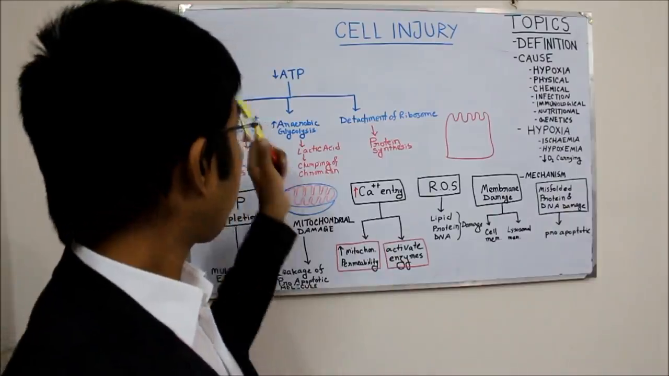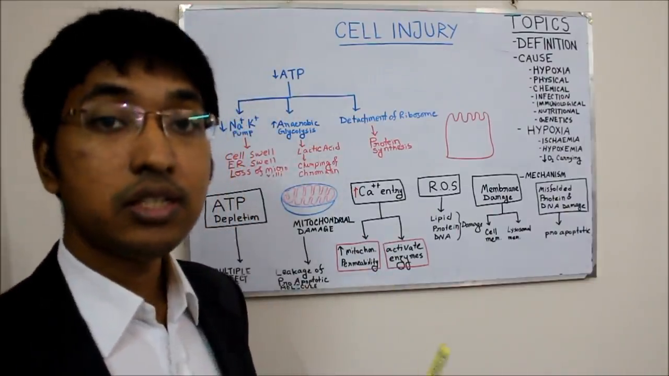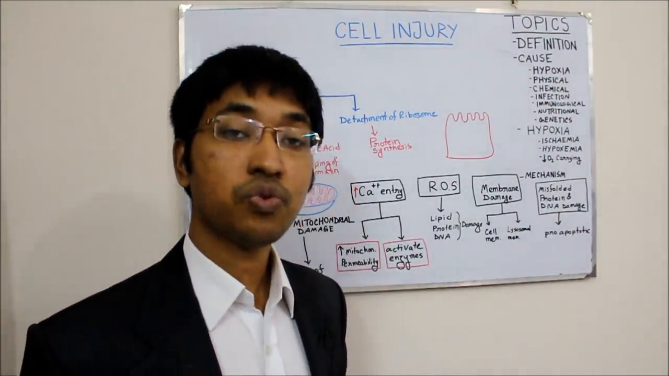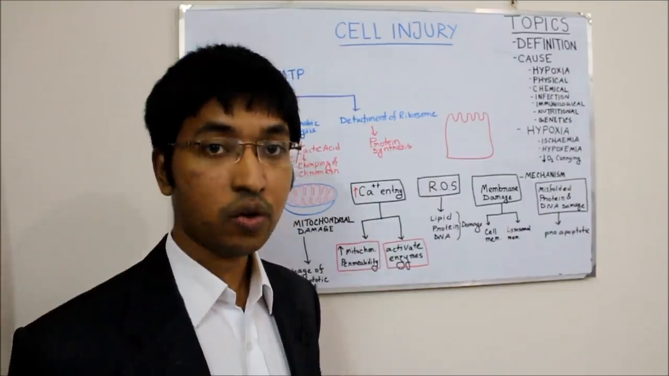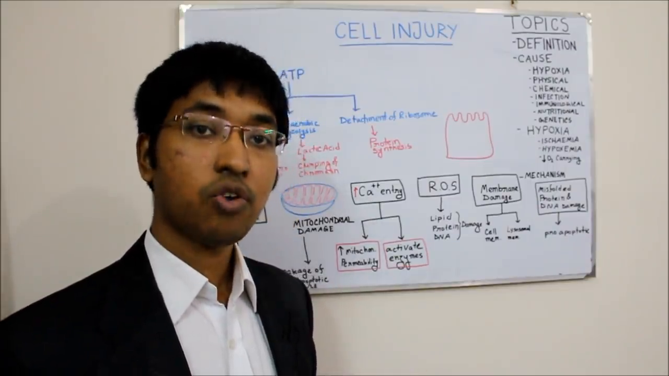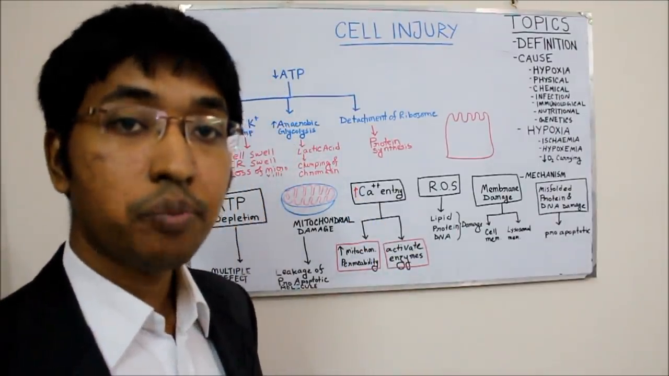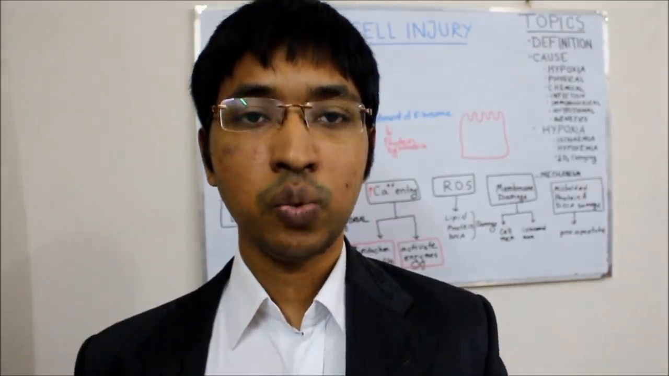The last thing that will happen due to ATP depletion is detachment of ribosomes. And recall that ribosomes are important for our protein synthesis. So when the ribosomes are getting detached from their site, it will cause a decreased amount of protein synthesis. So this concludes part one of the cell injury video. In the second part, I will continue discussion of the other mechanisms of cell injury, followed by irreversible cell injury and cell death.